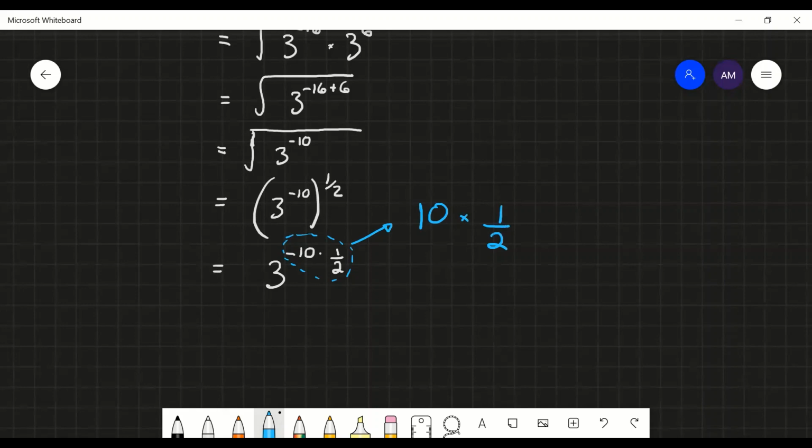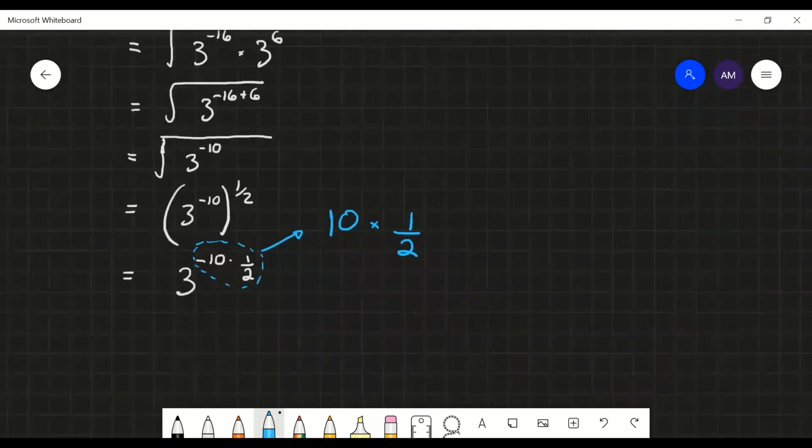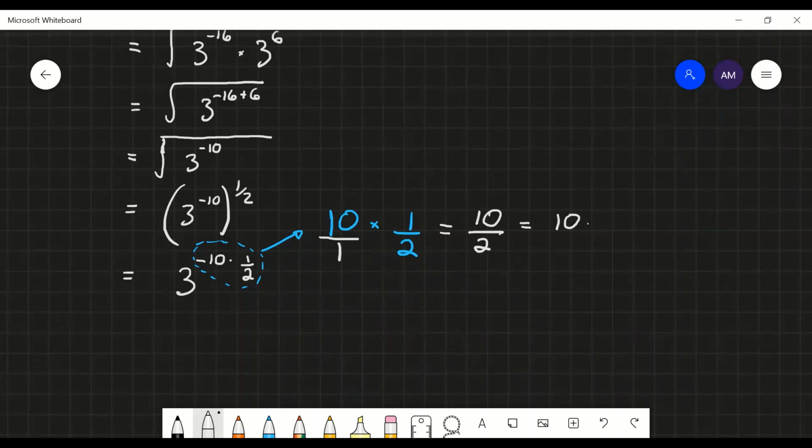10 times 1/2 should look familiar to you because 10 can be made into a fraction if you just put it over 1. And now we just have to multiply 2 fractions together, which is multiplying the 2 numerators, 10 times 1, which makes 10, and the 2 denominators, 1 times 2, which makes 2. Now, this can be reduced, and in fact, this is just 10 divided by 2. Any fraction is just the top number divided by the bottom number. So 10 divided by 2 is 5.